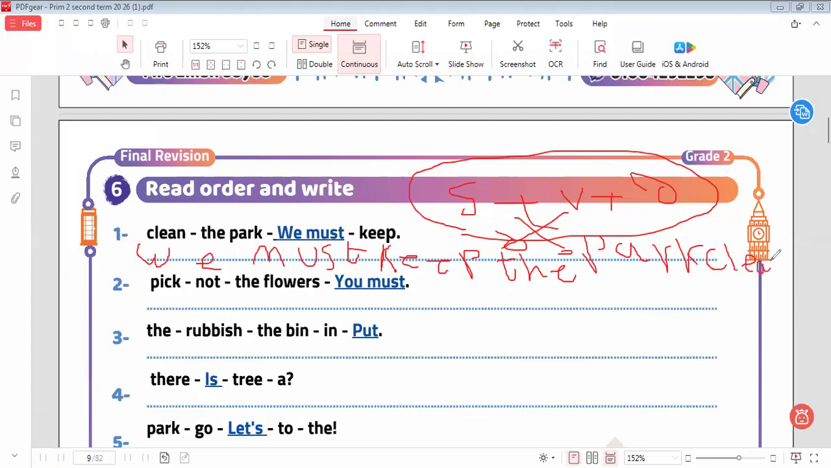Let's continue. Let's go to another one. I answer 5 of them, and I leave the rest for you to do by yourself. Here it will be: you mustn't pick the flower, because it's wrong to pick the flower. Here you say: you must not pick the flowers.